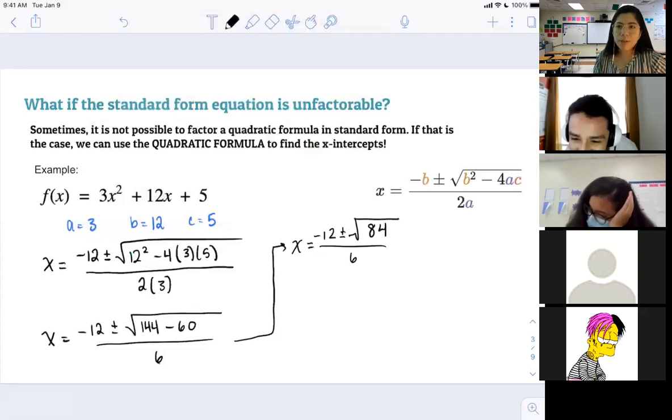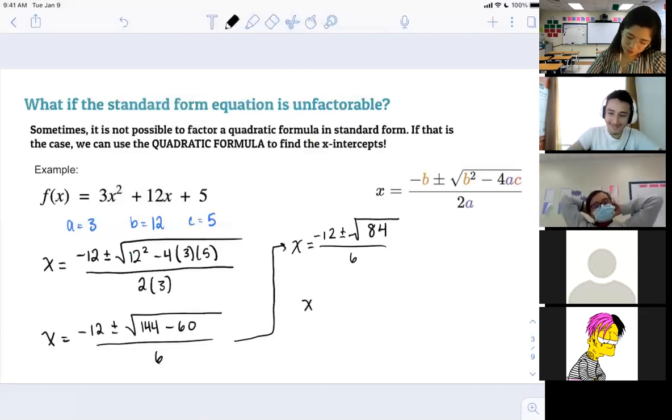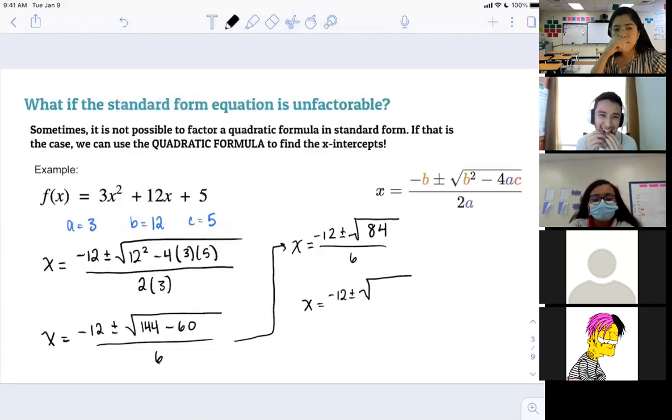Can we take the square root of 84? It's 9.16515139. All right, so we get an irrational number. So in that case, let's do what we did before. Can anyone think of a factor of the number 84 that you can take the square root of?